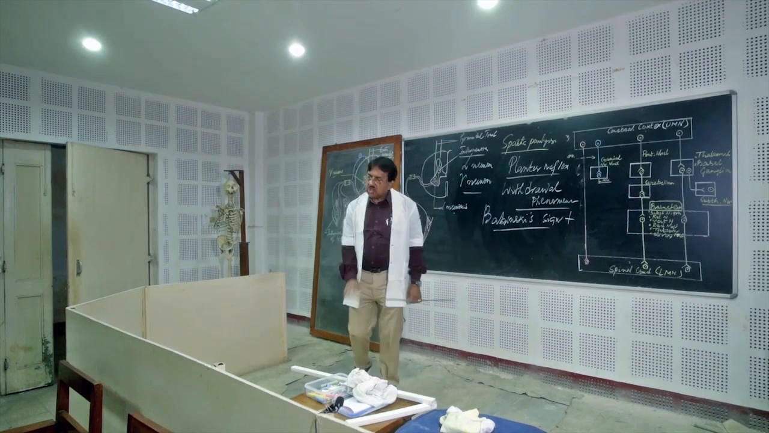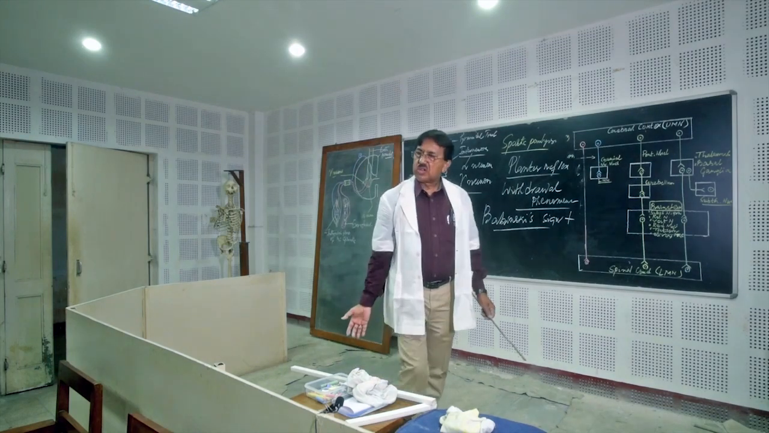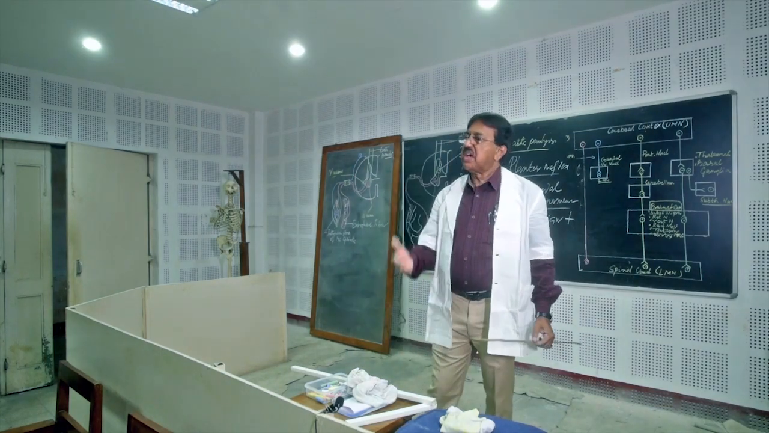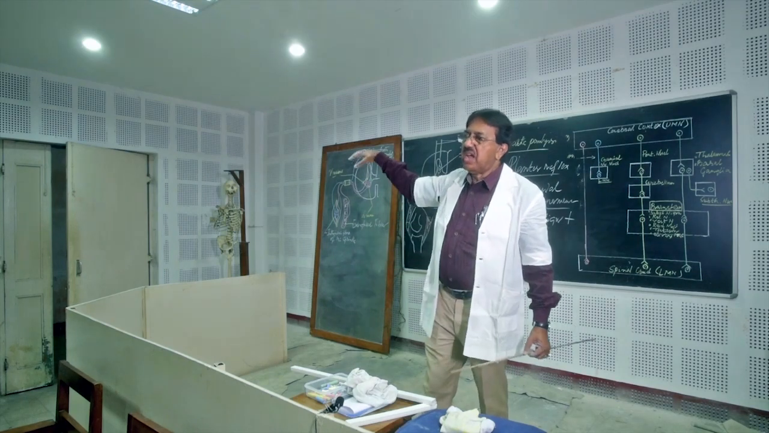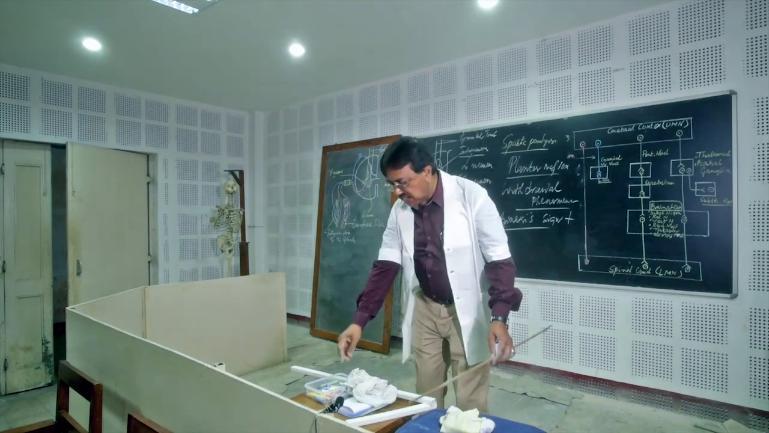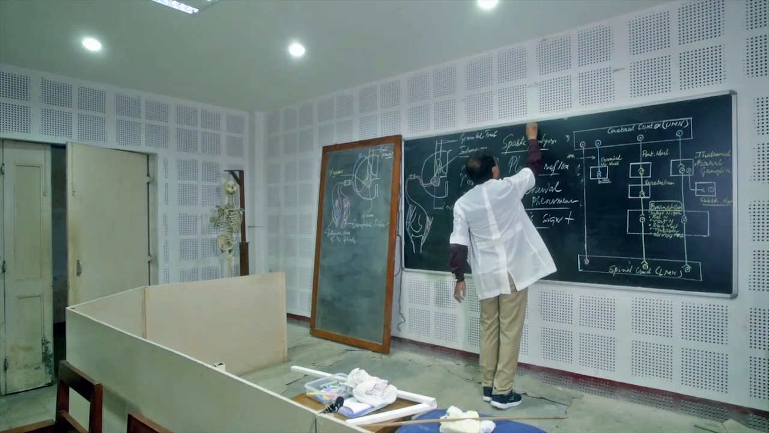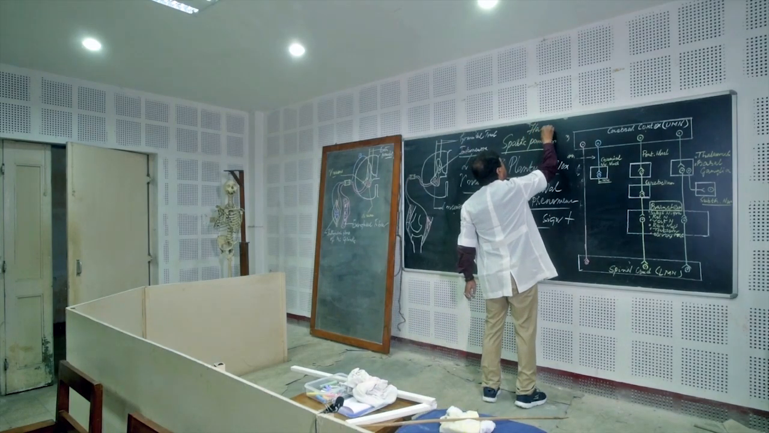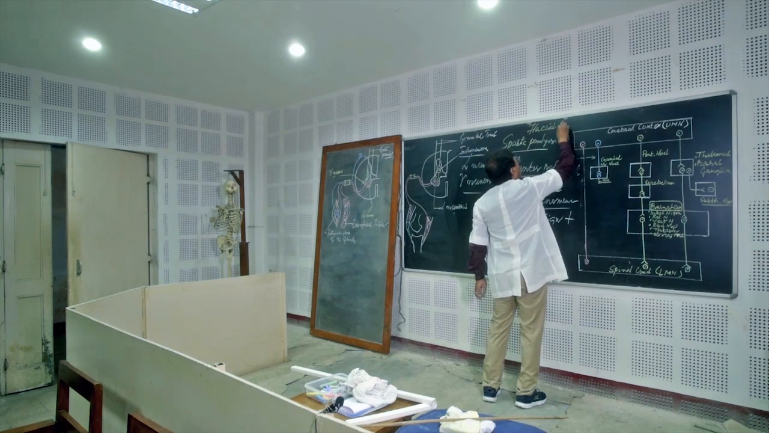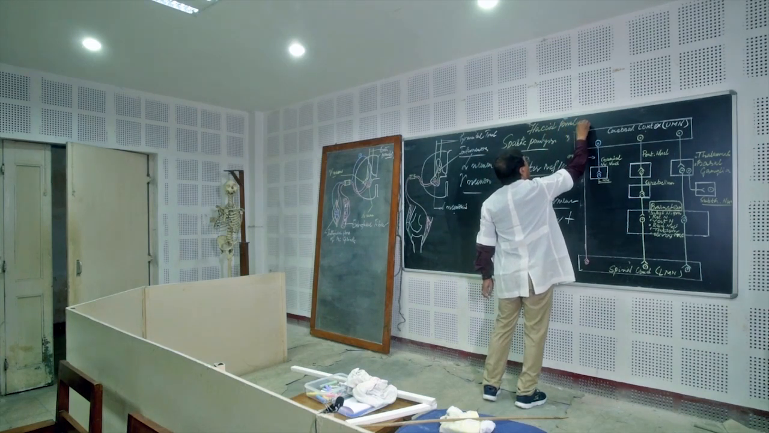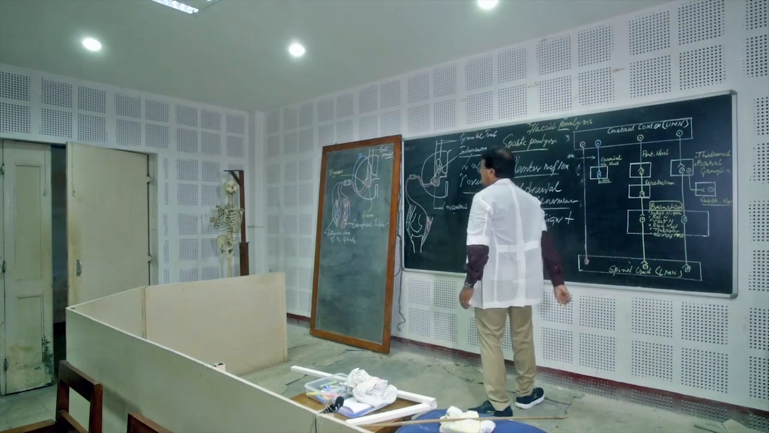Paralysis with loss of muscle tone and loss of reflex, everything is lost from this circuit, and this will give rise to what is known as flaccid paralysis. Flaccid paralysis occurs in lower motor neuron lesion.